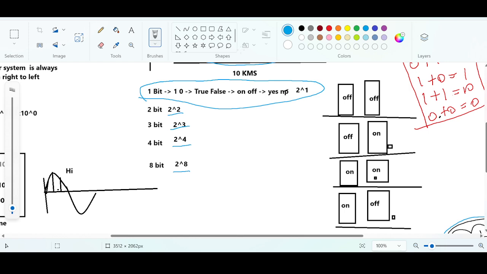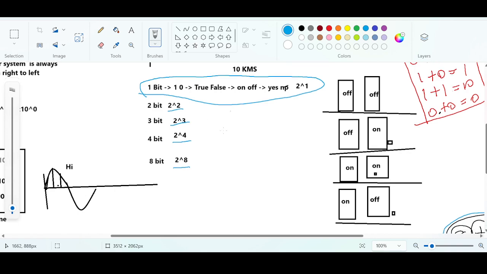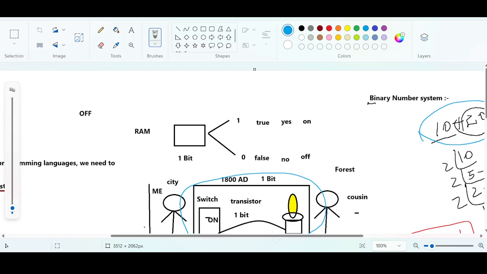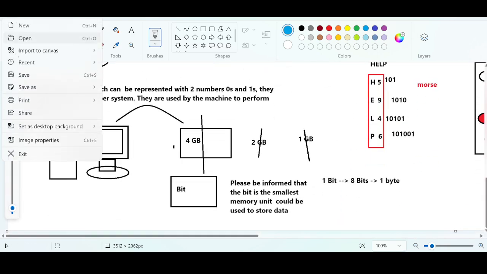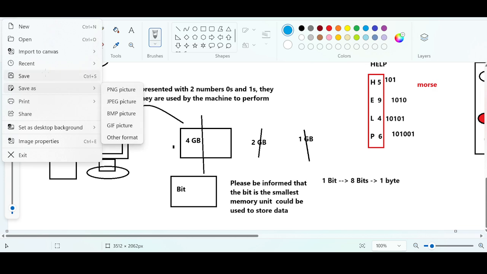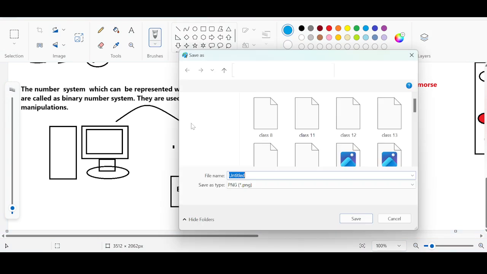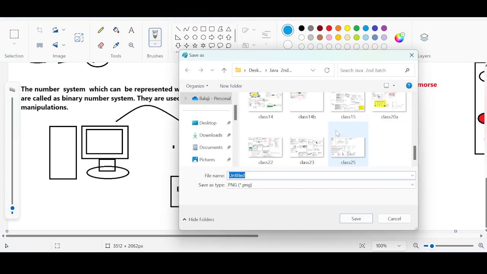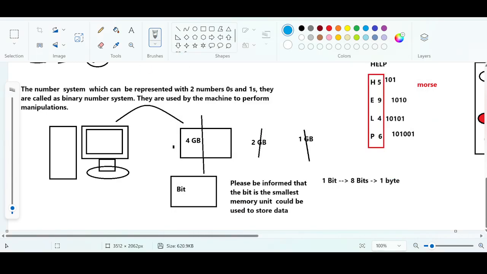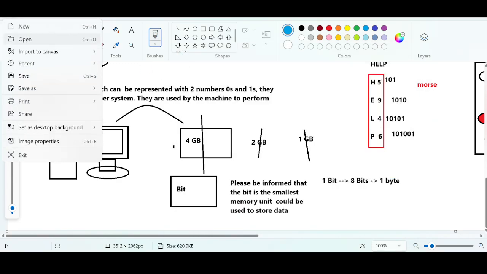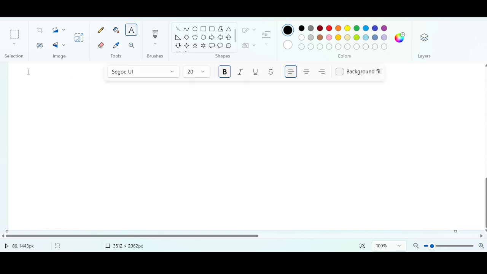So this is the idea behind the introduction of primitive data types. This is the idea behind the scenes to introduce primitive data types. This is just an idea. Based upon this idea, they have introduced primitive data types.